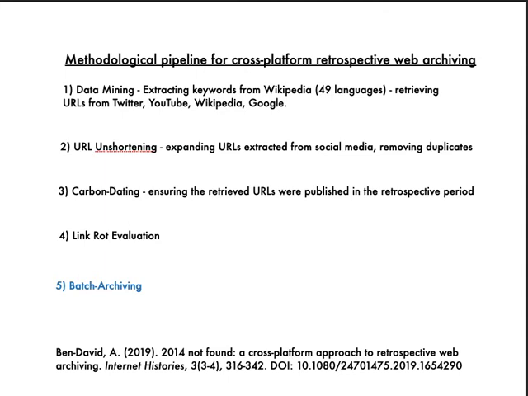This may sound a bit dry and technical, so I'll try to illustrate both the necessity of retrospective web archiving and the details of the method with a case study. In this article, I built a retrospective archive of the 2014 war in Gaza, 4 years after the event had ended.